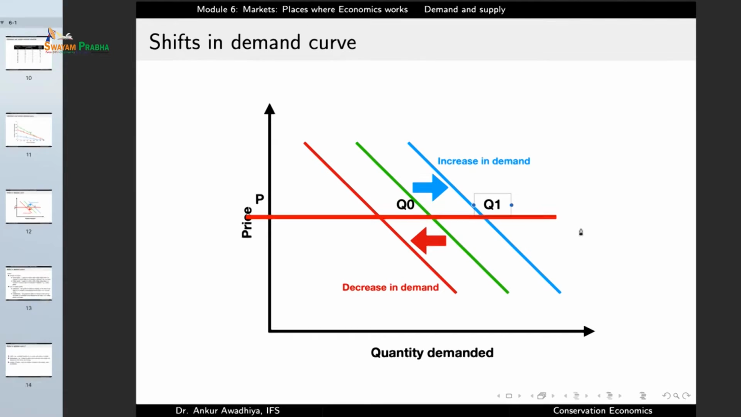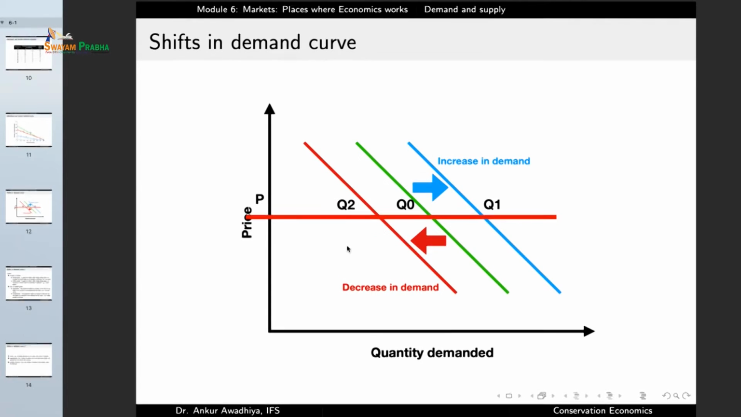On the other hand, in the case of a decrease in demand, the quantity demanded at any price reduces, which is to say that earlier the quantity that was demanded was Q0. Now the quantity demanded is Q2 and Q2 is less than Q0. So this is showing a decrease in the demand. So the quantity demanded at any price reduces, or the curve shifts to the left.